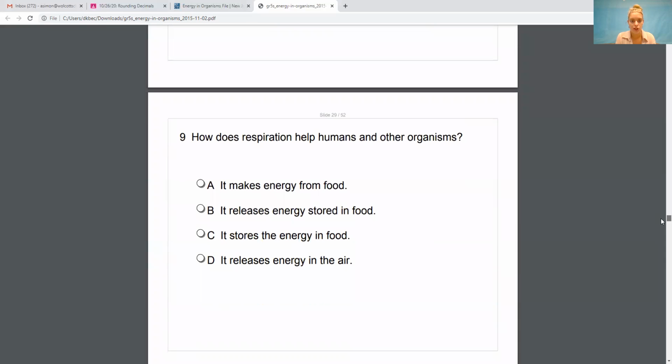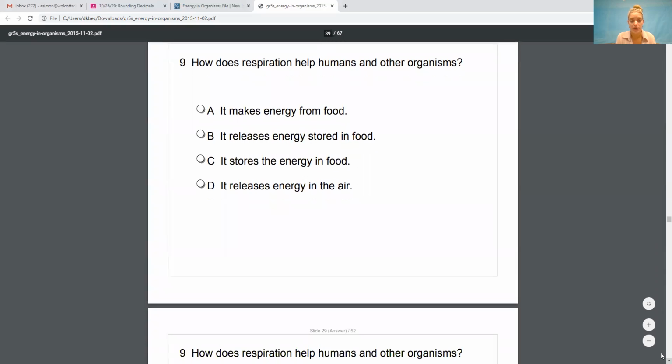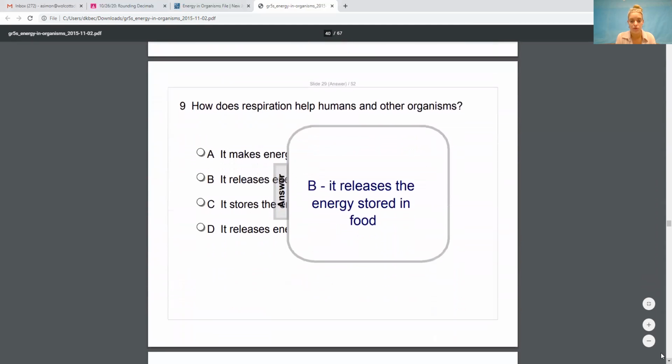All right, so let's look at this question. How does respiration help humans and other organisms? It makes energy from food. It releases energy stored in food. It stores the energy in food, or it releases energy into the air. Okay, well remember, it's not making the energy. The energy is already in the food. So the chemical reaction occurs for B, it releases energy in the food.